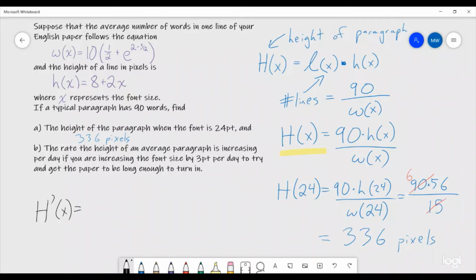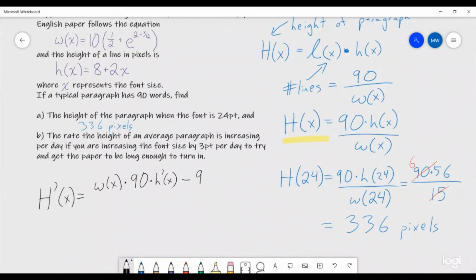Well, h prime of x, this is going to be a quotient rule problem. So we have low d high, so that'll be w of x times the derivative of the top, so 90 times h prime of x, minus high, 90 times h of x, times the derivative of the bottom, w prime of x, all over w of x squared. And now we can plug these different pieces in.